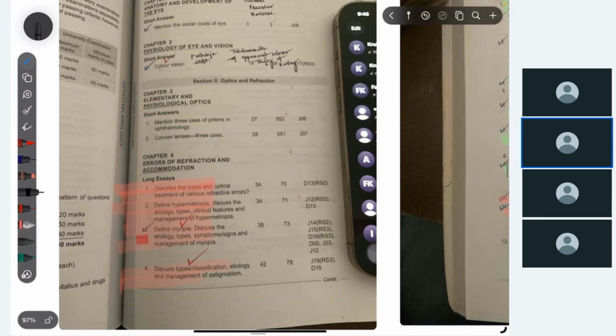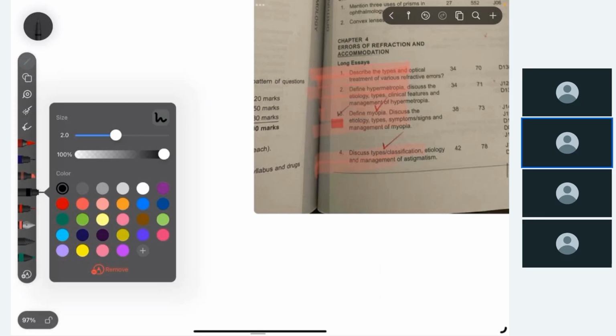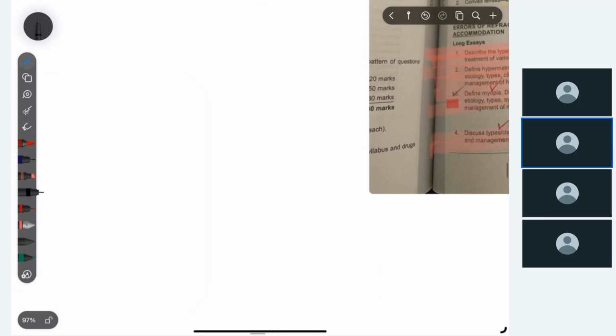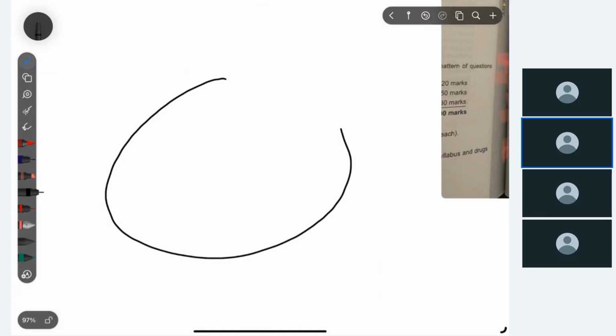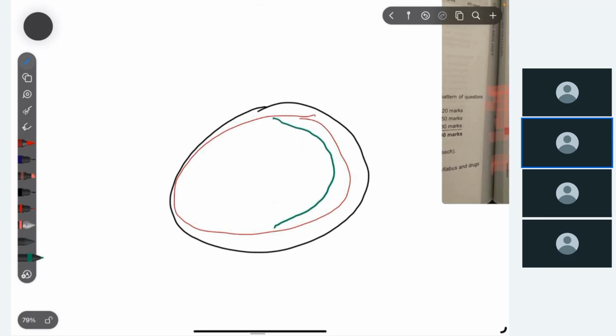But before that, we'll briefly see the anatomy of the eye. The eye is a ball which is made up of three layers. From outside to inside, you have the sclera, and inside that you have the choroid or vascular layer, and then the third layer, which is an incomplete layer, which is the retina. The sclera is not a complete ball. Anteriorly, the sclera is deficient where the cornea takes its place.